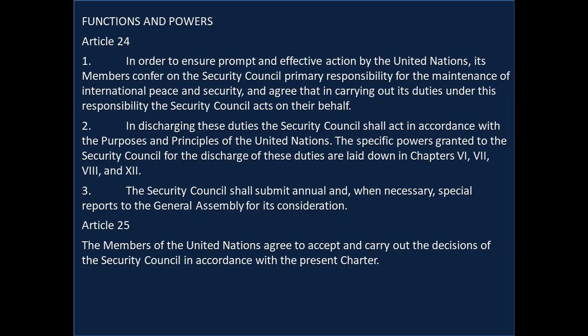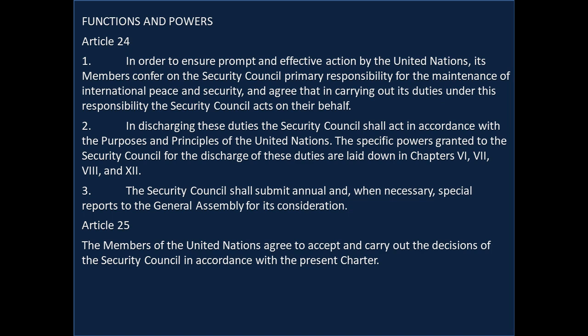Functions and powers. Article 24. 1. In order to ensure prompt and effective action by the United Nations, its members confer on the Security Council primary responsibility for the maintenance of international peace and security, and agree that in carrying out its duties under this responsibility the Security Council acts on their behalf.